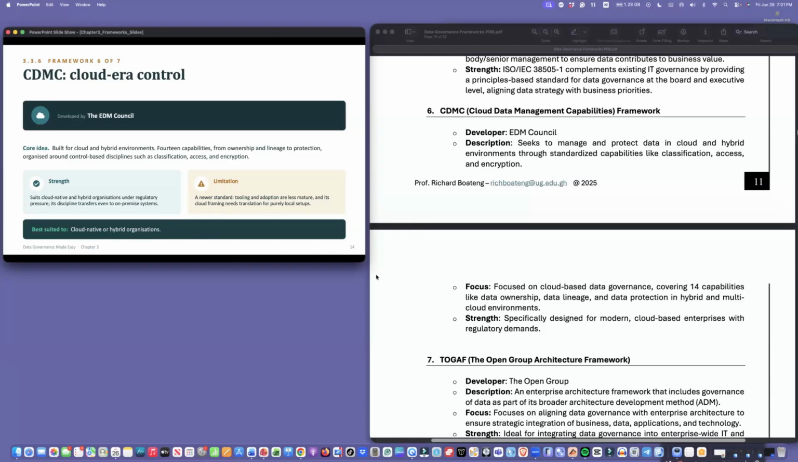Now, it is for cloud native or hybrid organizations. Now, somebody said, but currently almost everybody is becoming cloud native. Yes. So what we are trying to say is that in your institution, you have certain things concerning managing cloud type of data. Because not all data in the organization may be on-prem. Quite a number of them may be in the cloud.